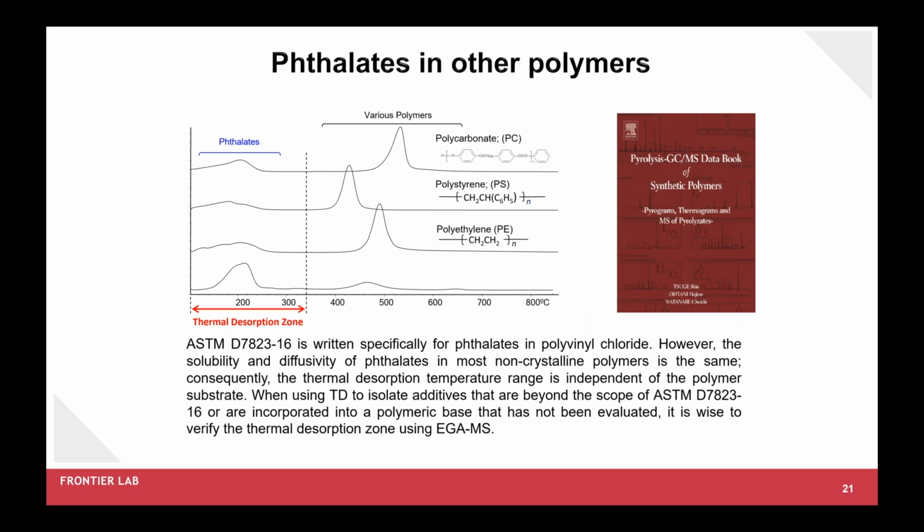ASTM D7823 is written specifically for phthalates in PVC. However, the solubility of phthalates in most non-crystalline polymers could be the same. As a result, the thermal desorption temperature range is independent of the polymer substrate. When using thermal desorption for analytes beyond the scope of this ASTM D7823, or if they are incorporated into a polymeric base that has not been evaluated, it is recommended to verify the optimal thermal desorption zone using your EGA-MS first.